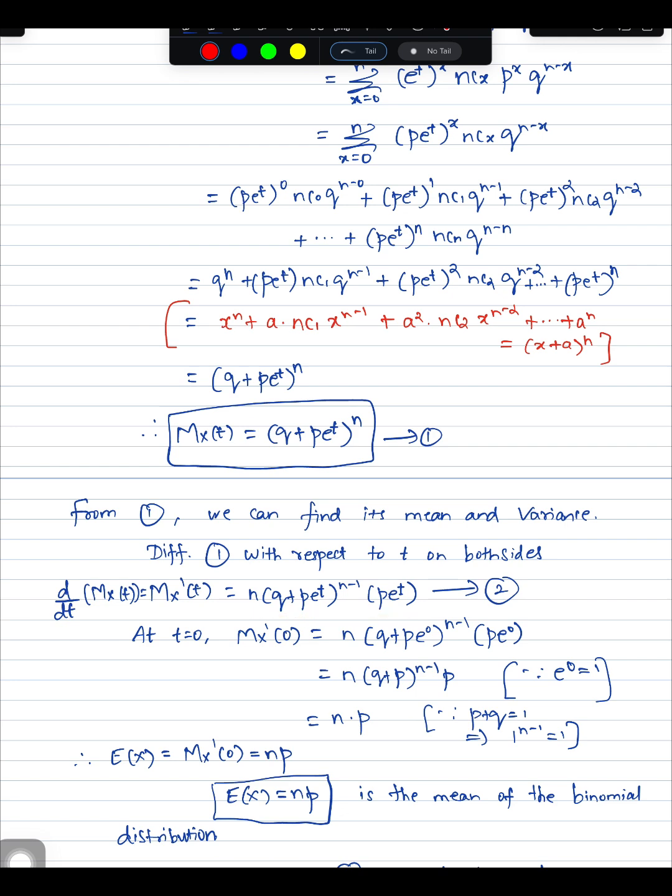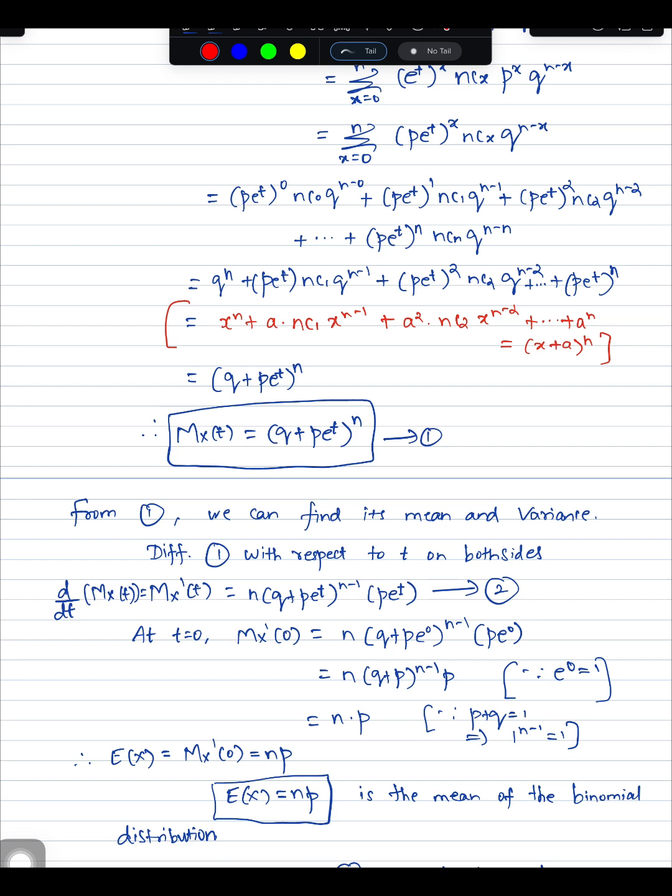Now you can closely watch these terms. In this term, when you apply the t value as 0, wherever t is there, you put 0. What will happen? You can see here n into (q + p e^0)^(n-1) into p e^0. Since e^0 is 1, you'll get 1 here and here 1. So you'll have n into p, (q + p)^(n-1). And we know very well that p plus q is going to be 1. Substitute here, and 1^(n-1) is 1. So you'll get only n into p, which is nothing but your expectation of X, and that is your mean.